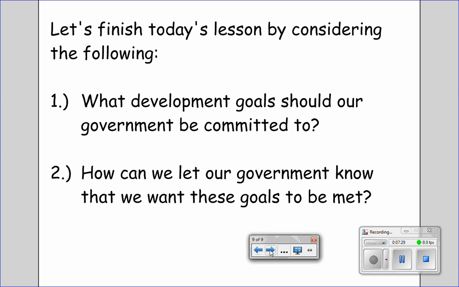Okay, so let's conclude today's lesson by considering the following, and we will discuss these two questions at the start of our next class. Number one, what development goals should our government be committed to? And number two, how can we let our government know that we want these goals to be met? You might want to go back and watch the video at least one more time before you put the video on pause to write down your thoughts on these two questions. So please put the video on pause now.